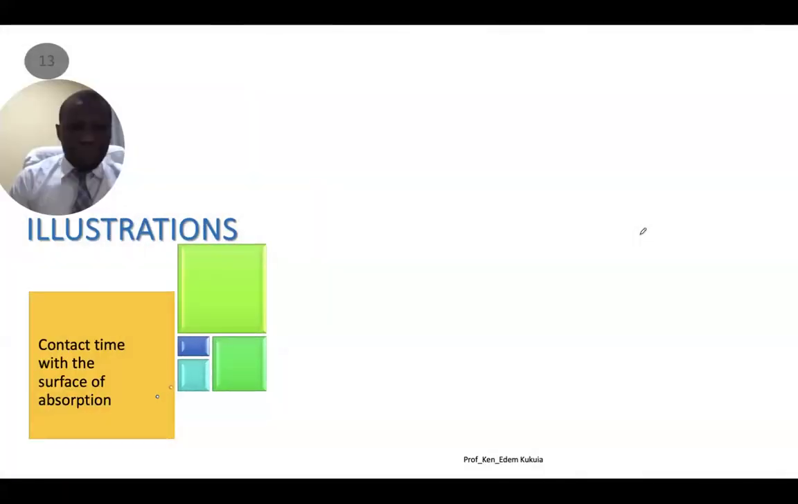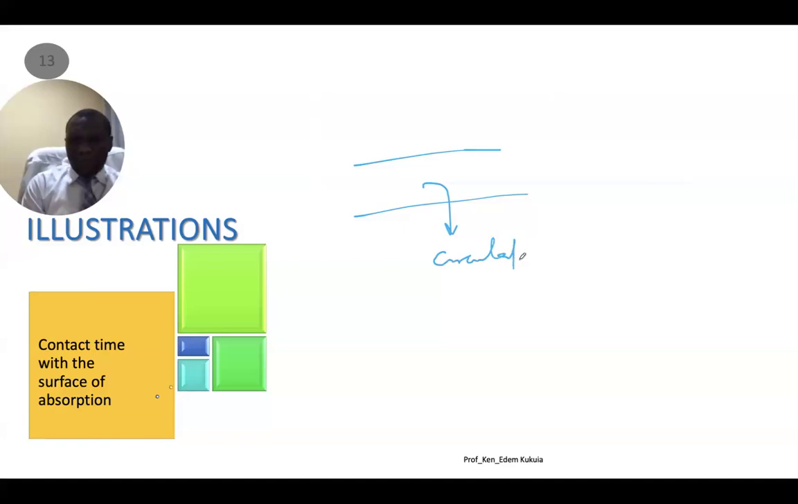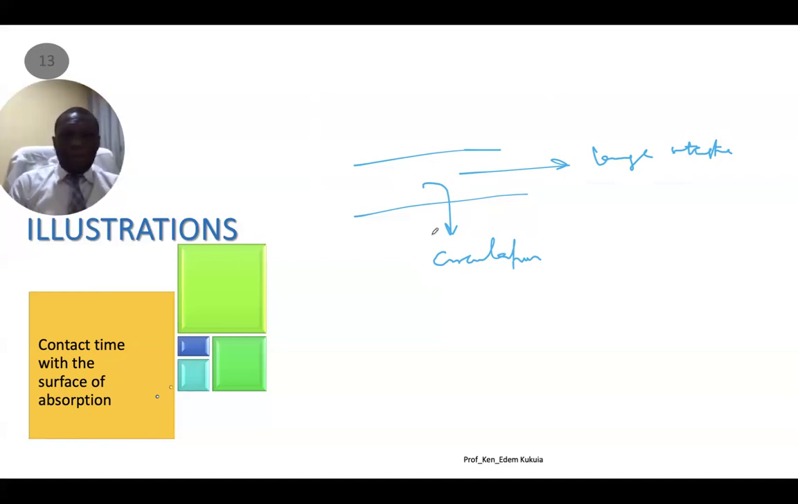We then come to contact time with the surface of absorption. Picture it this way. I have a drug in, let's say, my small intestine. This drug needs to cross into circulation. Now, if the drug spends less time in the small intestine and crosses to the large intestine, then it means that we don't have enough time for the drug to be able to go into circulation. And that may become a problem for us.